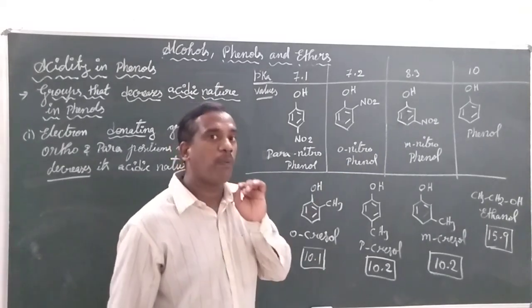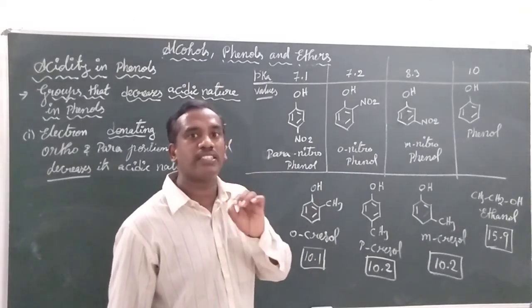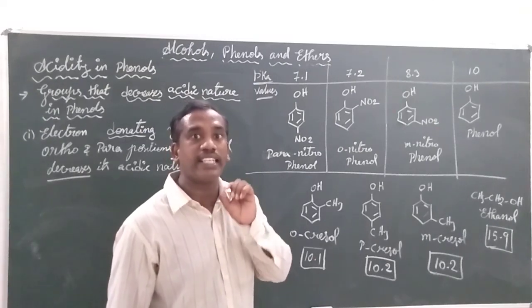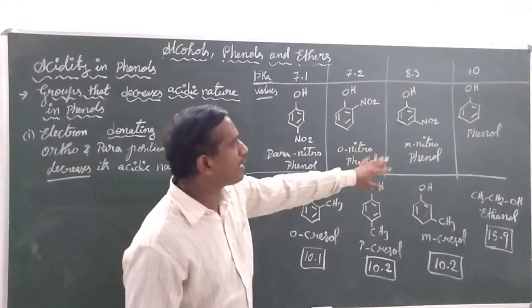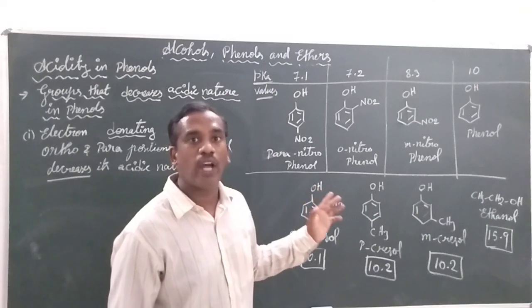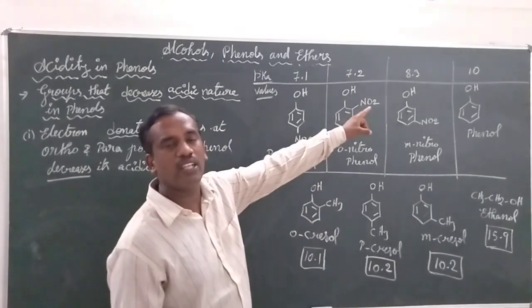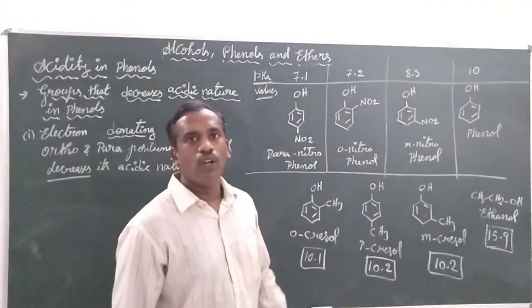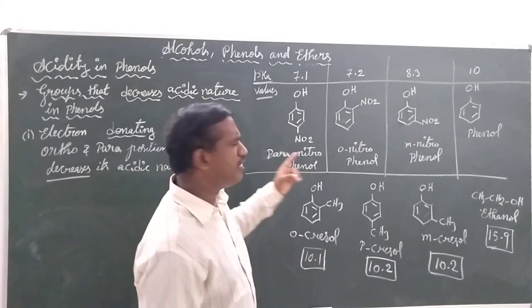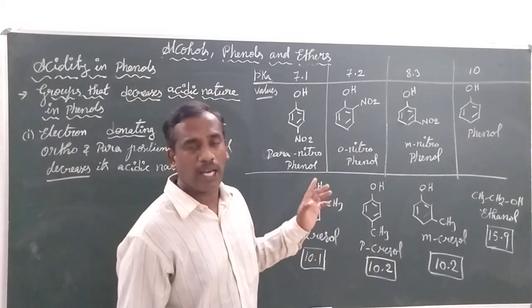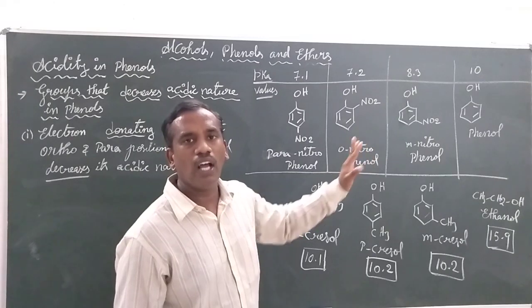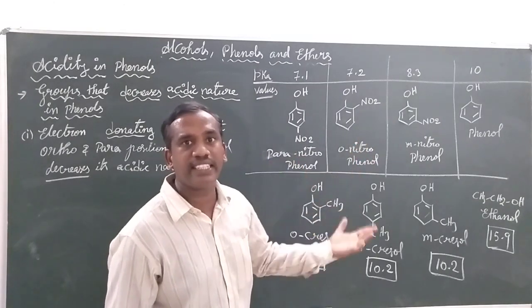But we explained that when electron withdrawing groups are present at ortho and para only, the acidic nature will increase more. In the case of meta-nitrophenol, its effect is less when compared to ortho and para. Its pKa value is only 8.3. So according to the previous topic, when the electron withdrawing groups are present, the pKa value of the phenol decreases, means its acidic nature is increasing.